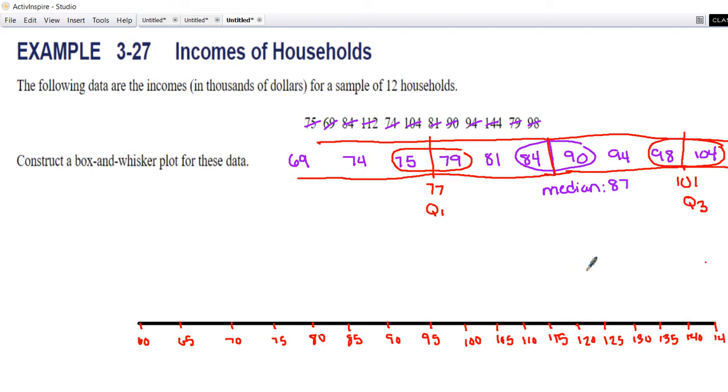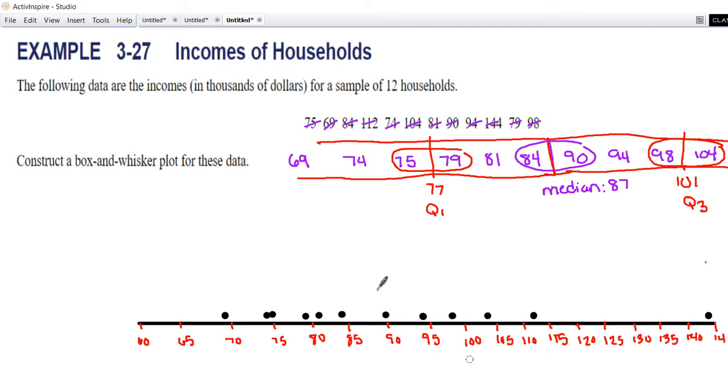Okay. So now I'm going to make a black dot for my observations. So 69 is going to be about right here. We have 74 about right here. 75 right here. 79, 81, 84 is about right here. 90 right on the 90. 94, 98, 104, 112, and 144 out here.